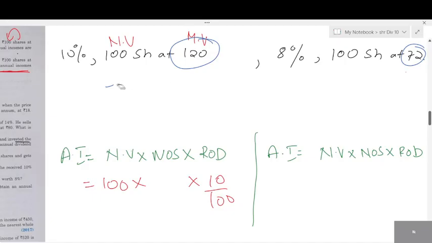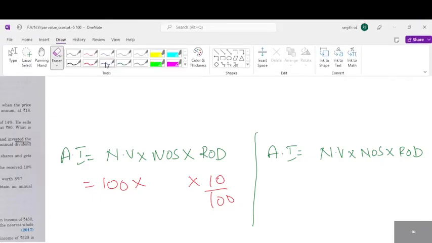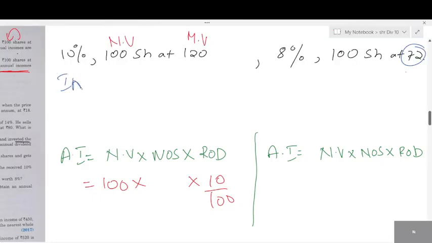Which two things you have to multiply? Tell me what you have to multiply. Investment is equal to what? 120 into 72. Here, what is the investment? It's the same. Take and multiply both the market values. What's the investment? 120 into 72. What is number of shares formula, students?